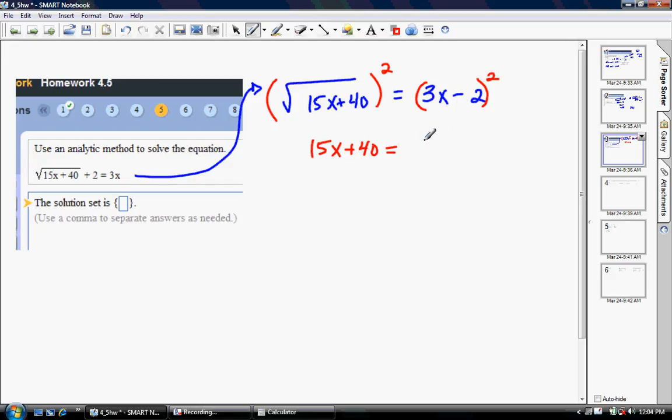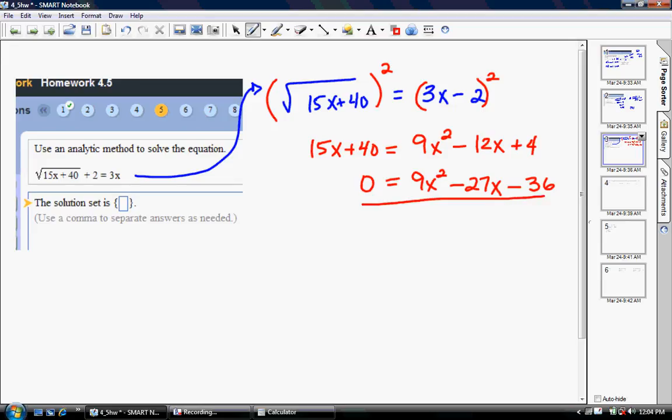And be careful on the right, when we square the binomial, we will get a trinomial. And make sure you follow that. We square 3x to get 9x squared. We double the product of the terms to get negative 12x, and square the last, which is always a positive. Now we have a quadratic equation, so we have to set one side to 0. We subtract 15x from the negative 12x to get negative 27x. Subtract 40 from 4 to give us a minus 36.